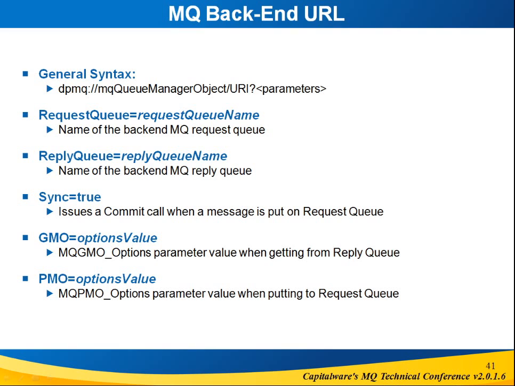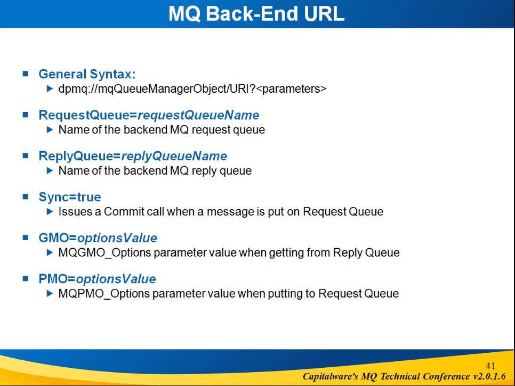And these query strings are simply name equals value, semicolon, name equals value, semicolon, strung together one after another in traditional URL syntax. So looking at these parameters in turn, request queue, all one word, equals the name of the request queue that the message will be put onto on the back end. This is mandatory. You must have this present. Reply queue equals the name of the reply queue from which the back end will retrieve the response message coming back from the queue manager.